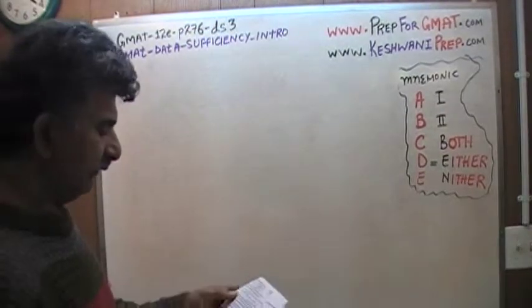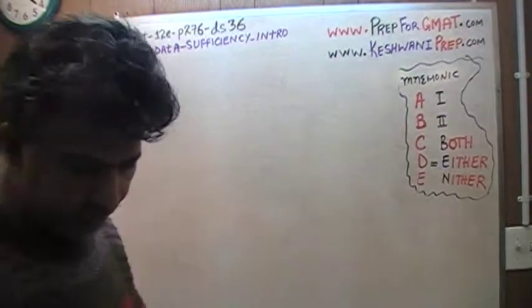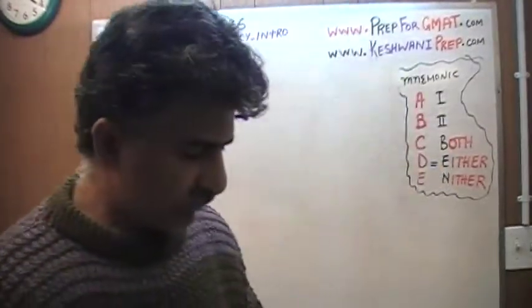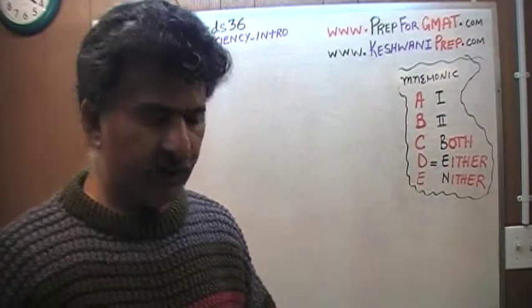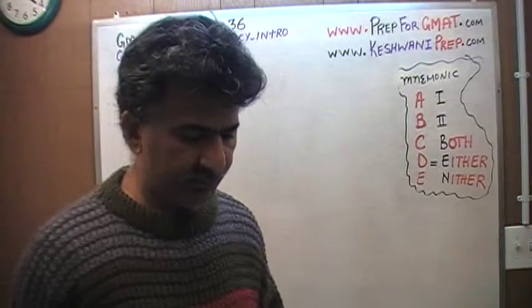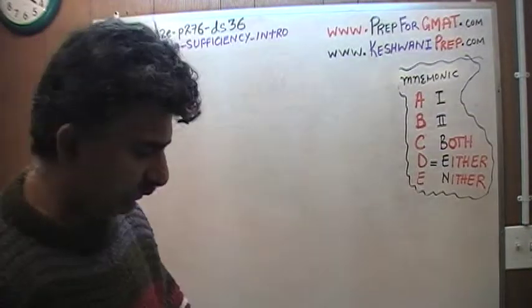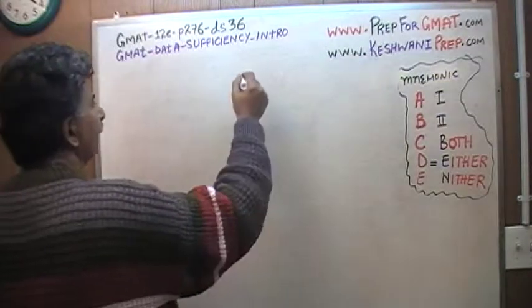Number 36. It says for all integers n, so we know that n, whatever it is, is a whole number because they tell us for all integers n, the function f is defined as, and then they give you the function. The function looks like this.